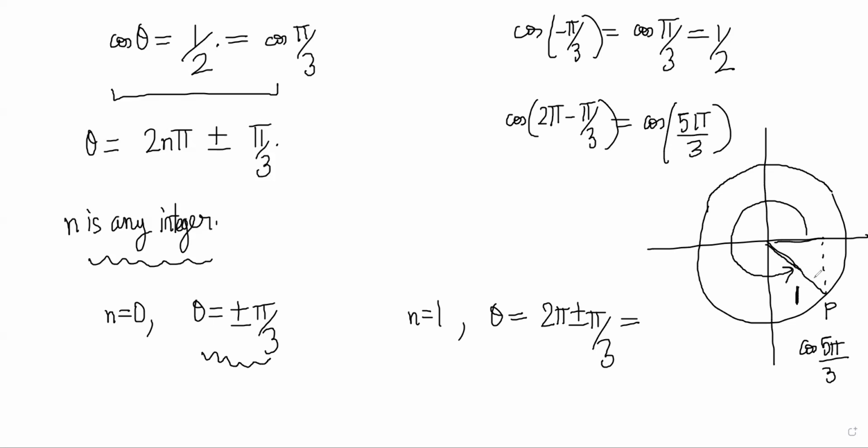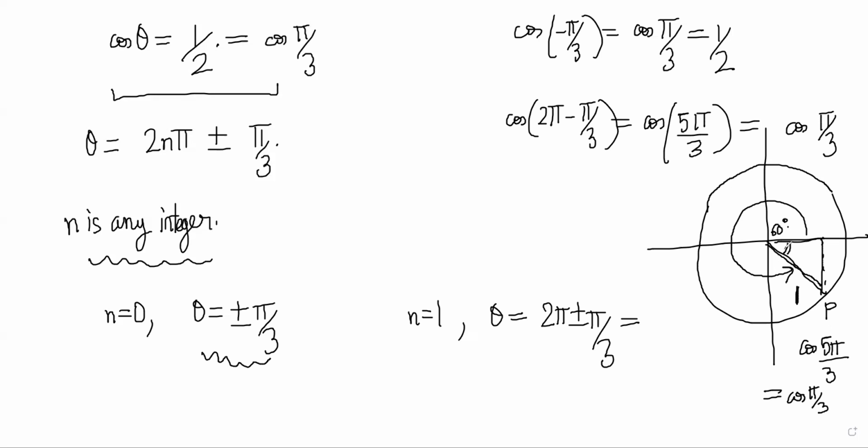This is the situation. If this is 300 degrees, this much is 60 degrees, right? The x coordinate of this would be x by 1, which is cos 60. So obviously the x coordinate is cos 60. So cos 5 pi by 3 is clearly equal to cos pi by 3, right? It is positive because the x is positive here.